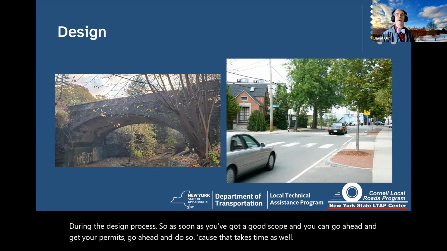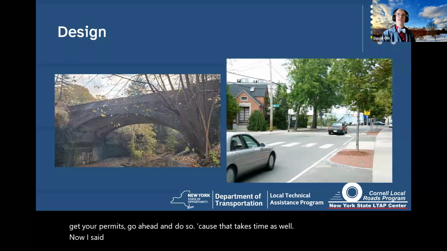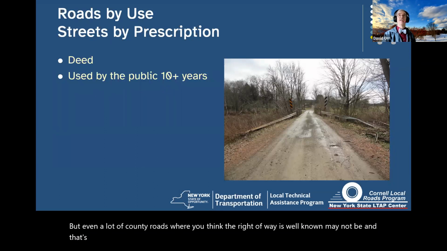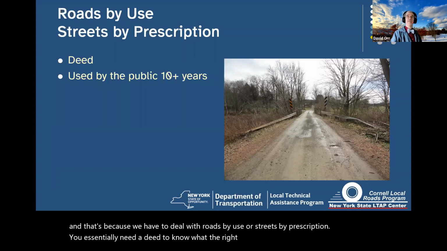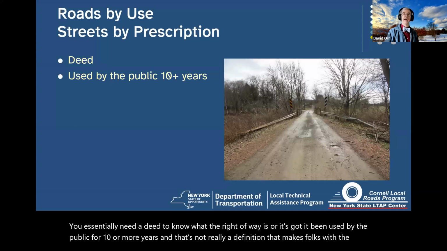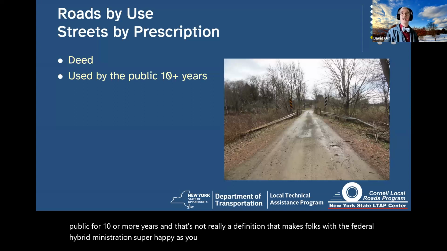Now, I said we'd come back to right-of-way. Right-of-way is a really interesting problem, especially on town and village owned highways, but even on a lot of county roads where you think the right-of-way is well known, it may not be. And that's because we have to deal with roads by use or streets by prescription. Essentially you need a deed to know what the right-of-way is, or it's got to have been used by the public for 10 or more years. That's not really a definition that makes folks with the Federal Highway Administration super happy, as you probably can understand. I can't really blame them even.